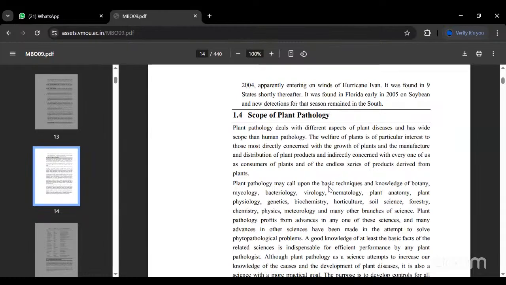Plant pathology mainly calls upon the basic techniques and knowledge of botany, mycology, bacteriology, virology, nematology.